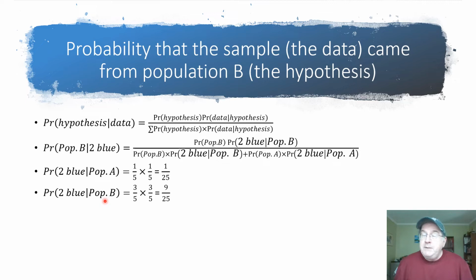In population B, the frequency was 0.6 of blue-eyed parrots. So the probability of getting two blue-eyed parrots from population B, if this was done at random, would be 3/5 times 3/5, or 9/25. So now we have those values. Let's continue on.